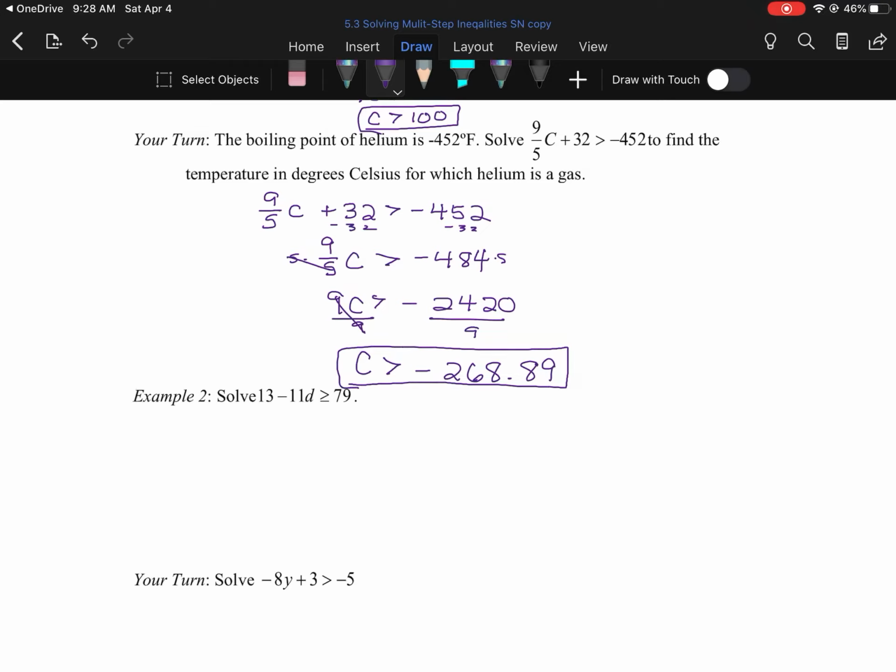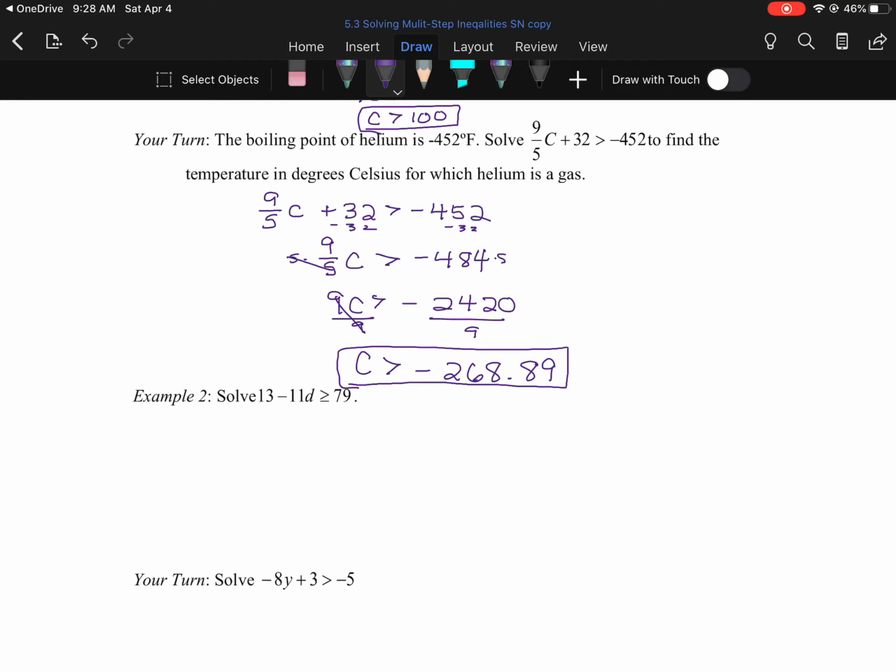All right, so for that first your turn, you should get C is greater than negative 268.89. One thing I will remind you of, don't forget that if you multiply or divide by a negative number, you have to flip that inequality.